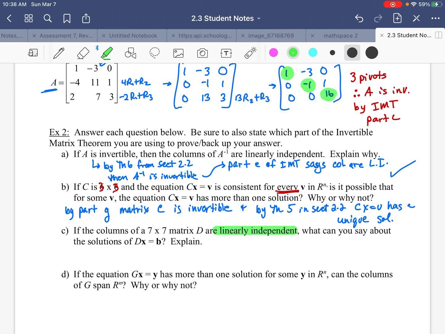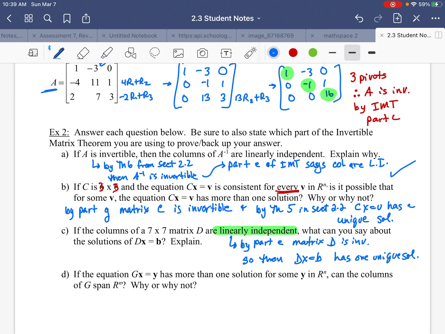What can you say about the solutions of Dx equals b? Well, kind of like the last thing we just did, Dx equals b. So by part E, matrix D is invertible. Okay, so then Dx equals b has one unique solution.